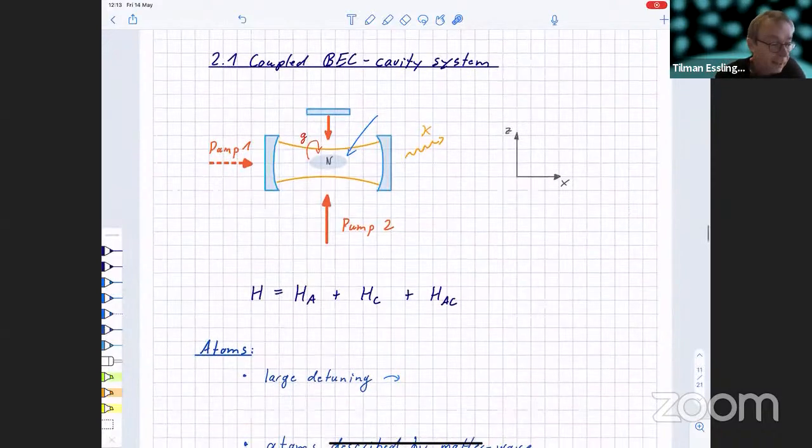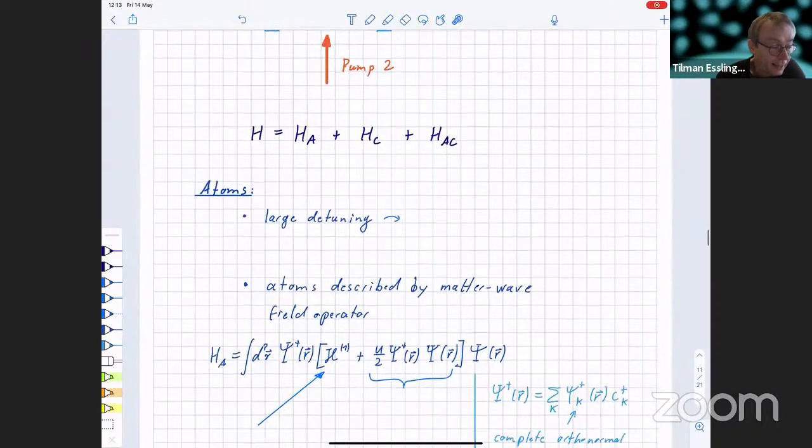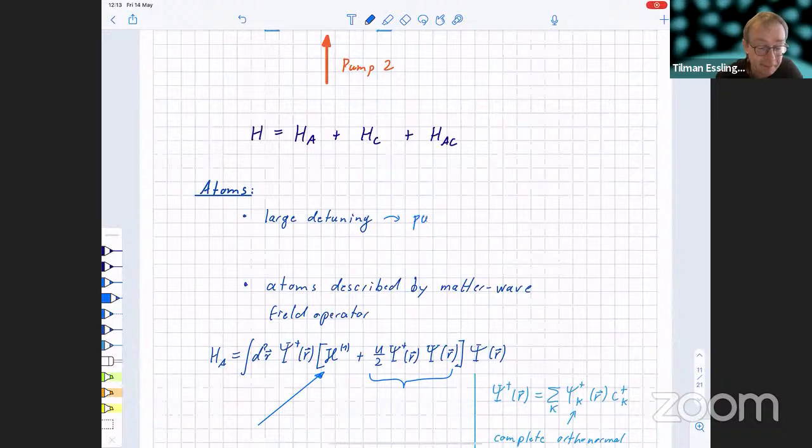Okay, so let's look at the atom. If we have large detuning, then, okay, now we have learned, I guess, what do we do? Large detuning, then we are purely dispersive. And we can do the adiabatic elimination of the excited state.